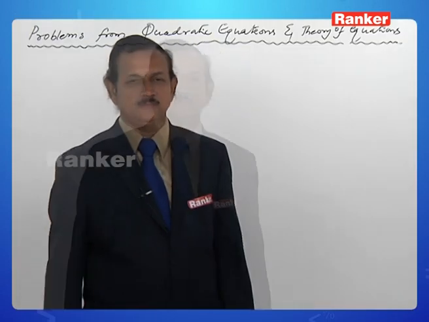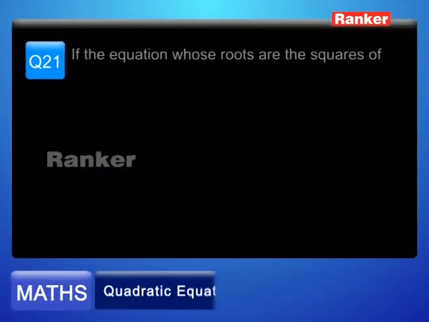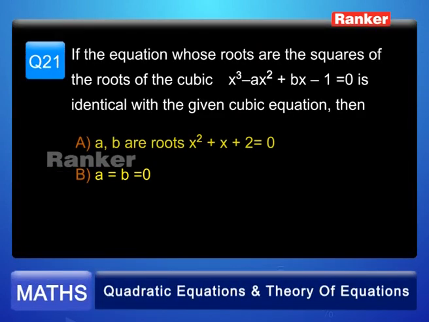The next question is ready for us. If the equation whose roots are the squares of the roots of the cubic x cube minus ax square plus bx minus 1 is equal to 0 is identical with the given cubic equation, then the first option is a and b are the roots of x square plus x plus 2 is equal to 0. Second option is both a is 0 and b is 0. Third option is a is equal to b is equal to 3. Fourth option is a is equal to 0 and b is equal to 3.